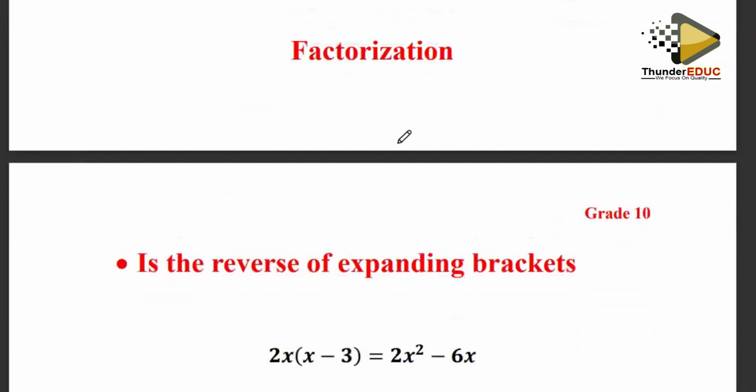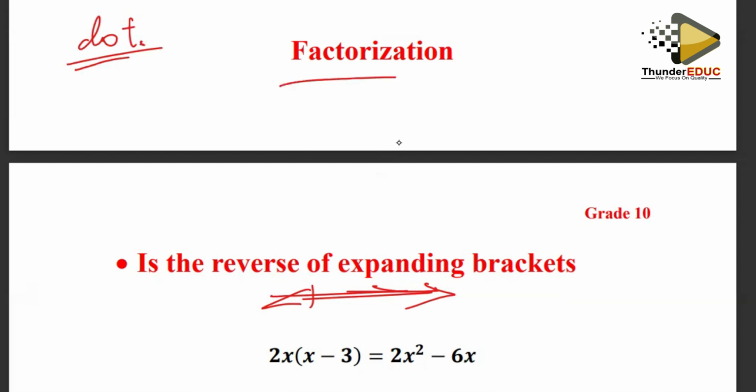The next, we have factorization. Some people write factorization with an S, some books will write it with a Z, depending, okay? So they're telling us that factorization is the reverse of opening brackets. In our previous lesson, we were opening brackets, or we were doing dots. People call opening brackets dots. So the opposite or the reverse of the dots is what we refer to as factorization.